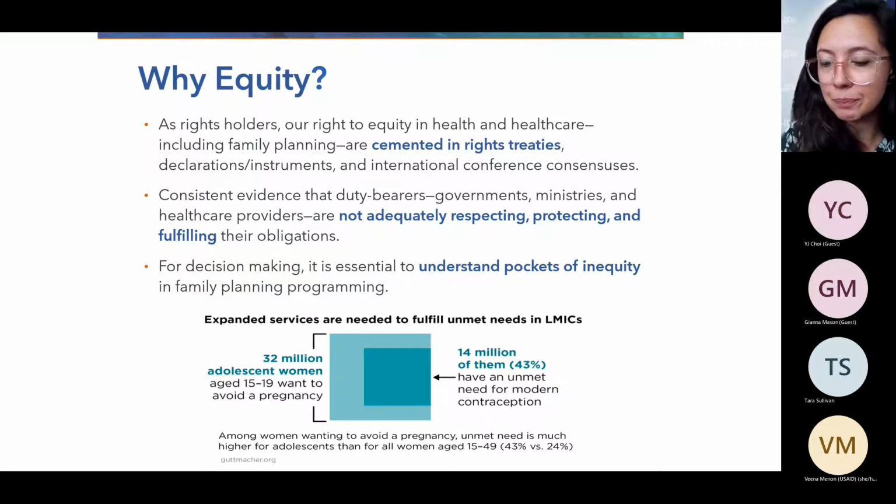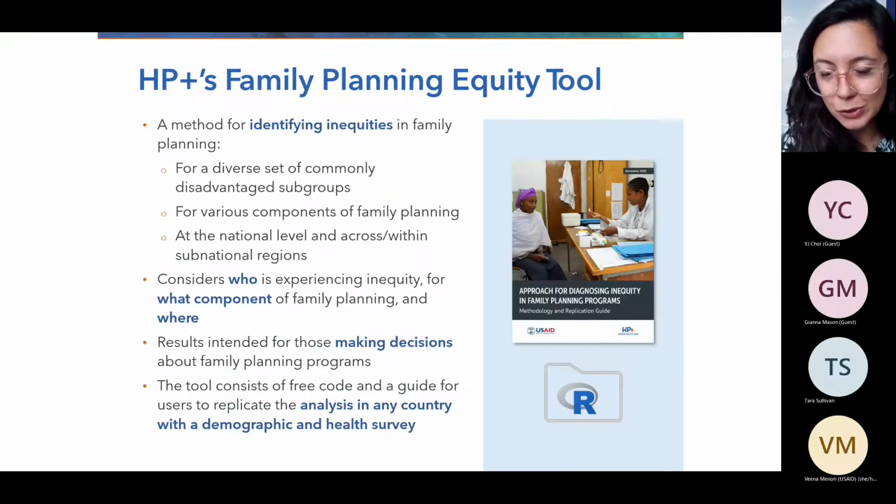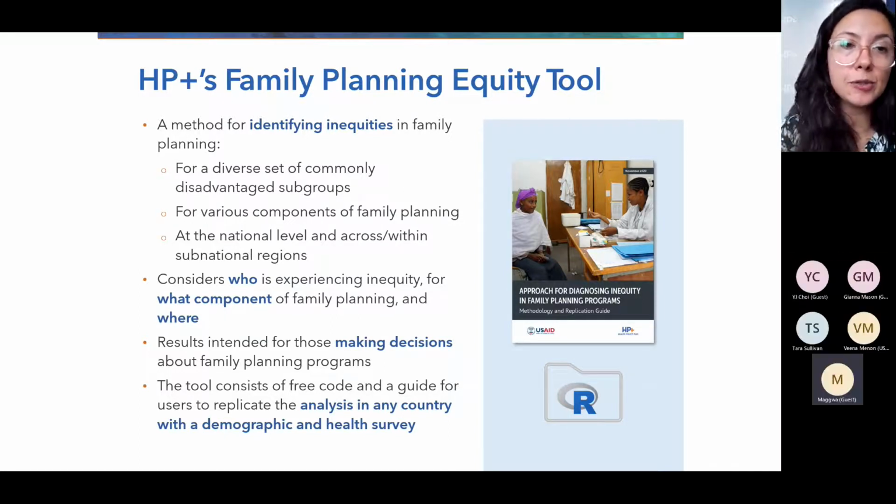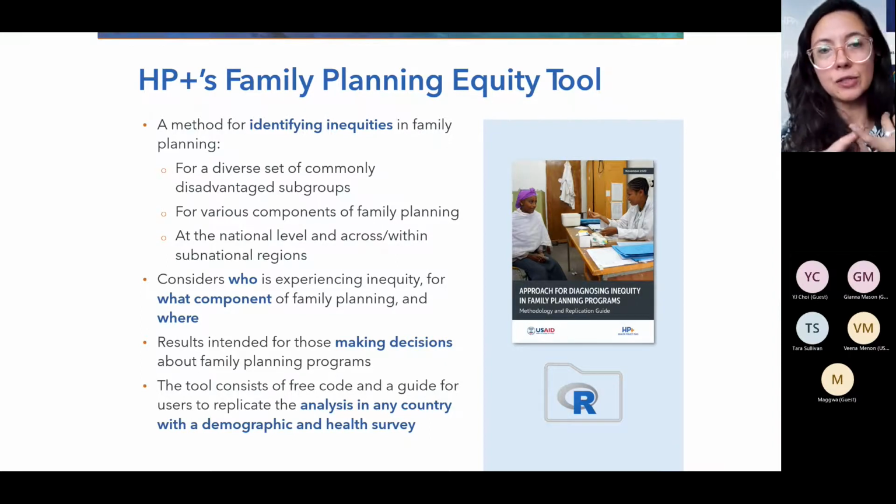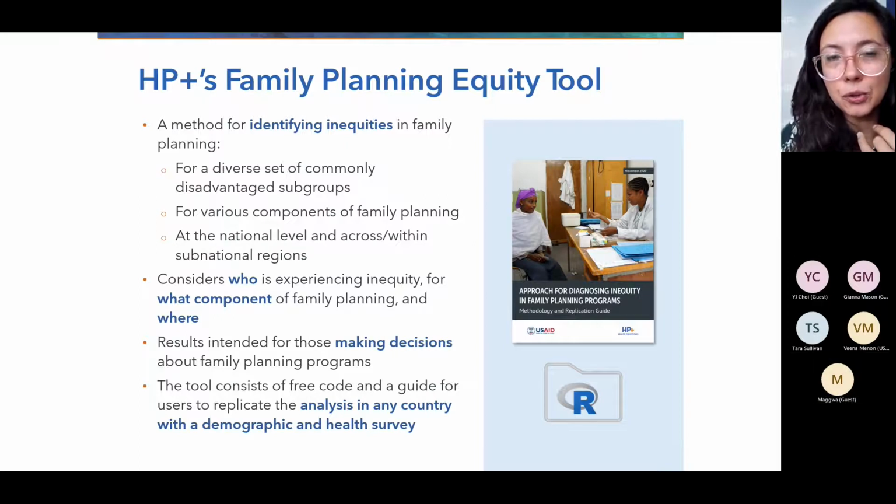So in response to pervasive inequity in health and family planning programs, we at HP Plus developed the Family Planning Equity Tool. And the purpose of the tool is, as you see here, to identify inequities in family planning for a diverse set of commonly disadvantaged groups. So that gets you to the who is being affected. Next, for various components of family planning. So that gets you to the what. So what in family planning is being delivered inequitably.